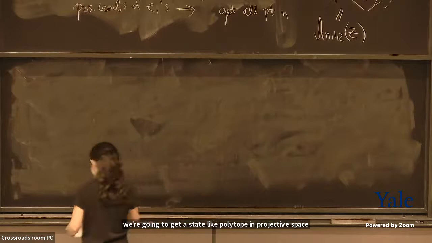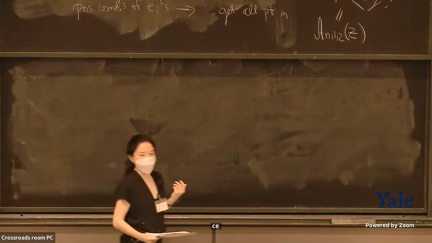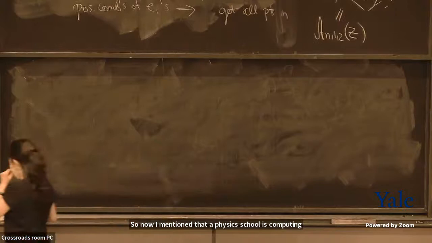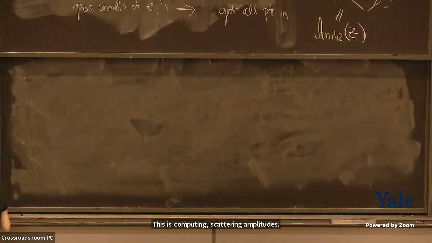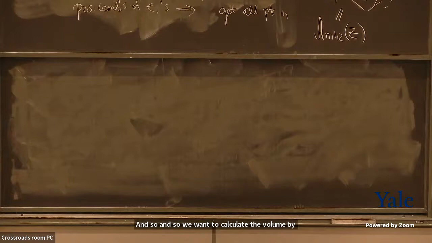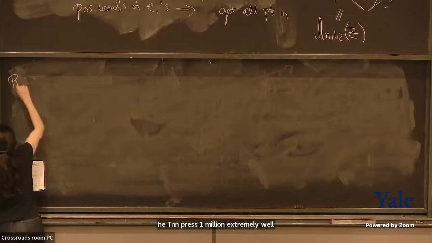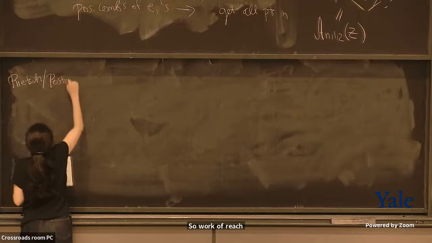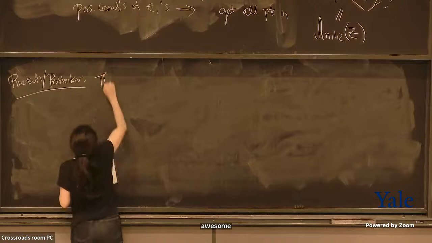Okay. So now, I mentioned that a physics goal is computing the volume of the amplituhedron. This is computing scattering amplitudes. And so we want to calculate the volume by triangulating the amplituhedron. Let me tell you how we can approach that. The amplituhedron is the image of the TNN Grassmannian under this map Z tilde. And we understand this space, the TNN Grassmannian, extremely well. So work of Rietsch in the case of G/P, and Postnikov in the case of the Grassmannian, showed that there is a cell decomposition.